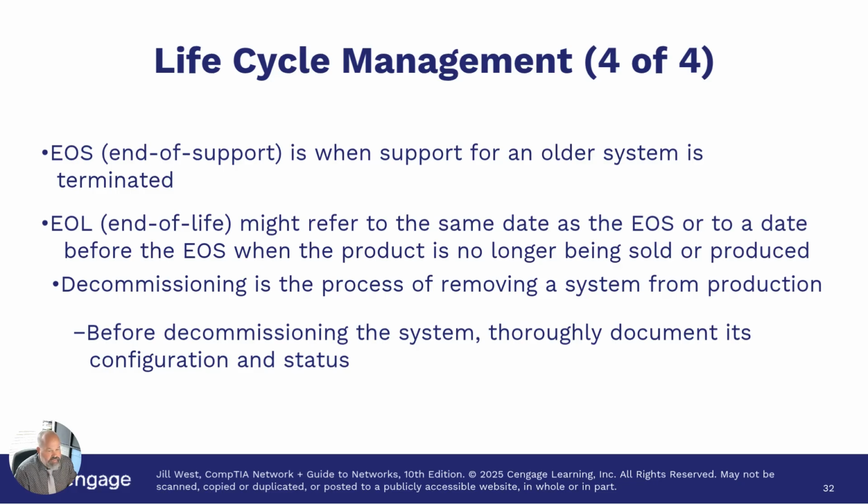End of life is when the vendor stops making the product. Or, like if you have an older car, it's when the car manufacturer stops making parts for your car, which can be a little bit concerning. Decommissioning is the process of safely removing old equipment from production. And once again, make sure you document everything before you pull the plug, because you may need that documentation later. You probably will, so take the time to make sure you document.